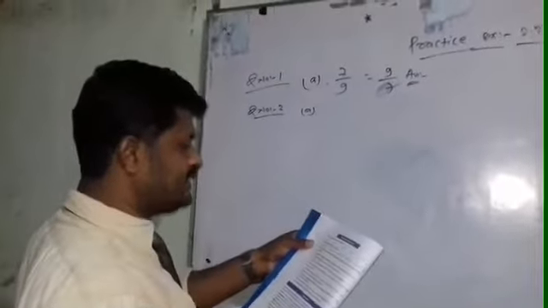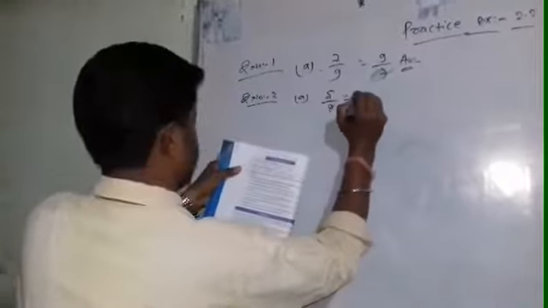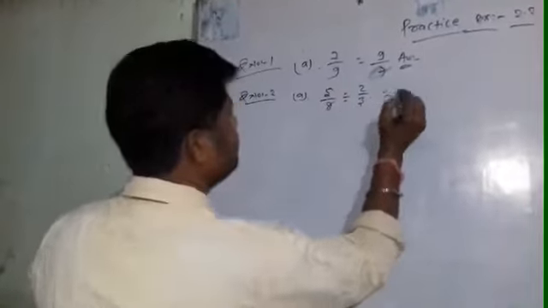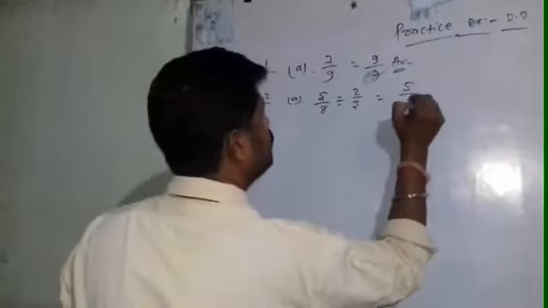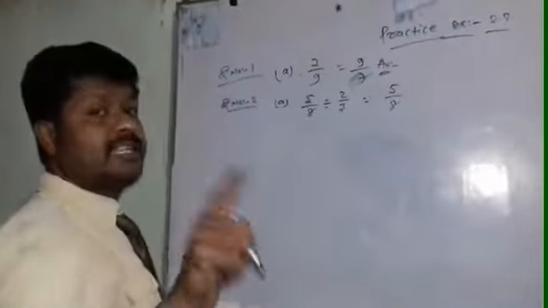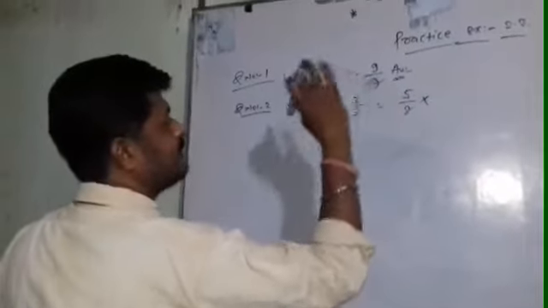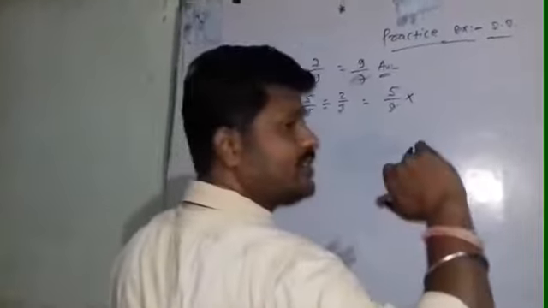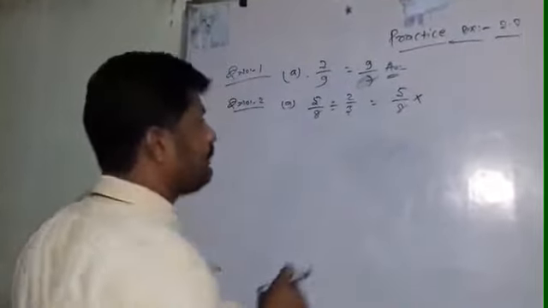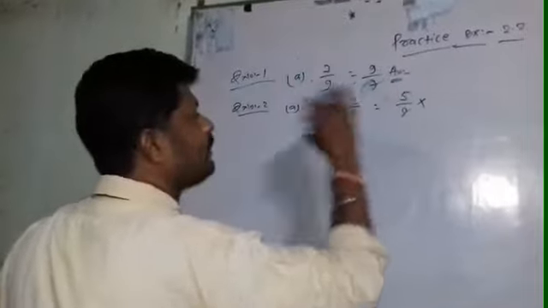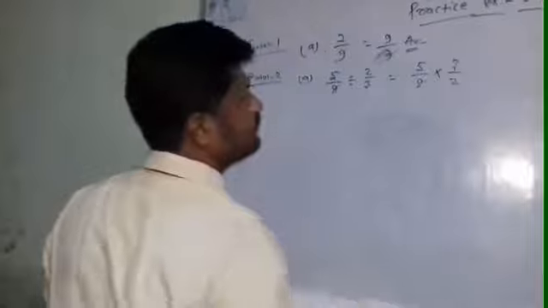Divide the following as indicated. That means 5 by 8 divided by 2 by 3. In this question, we have to change the divide into multiply. And the second fraction, that means 2 by 3, we have to find the reciprocal of the second fraction. That means 3 by 2. Okay?